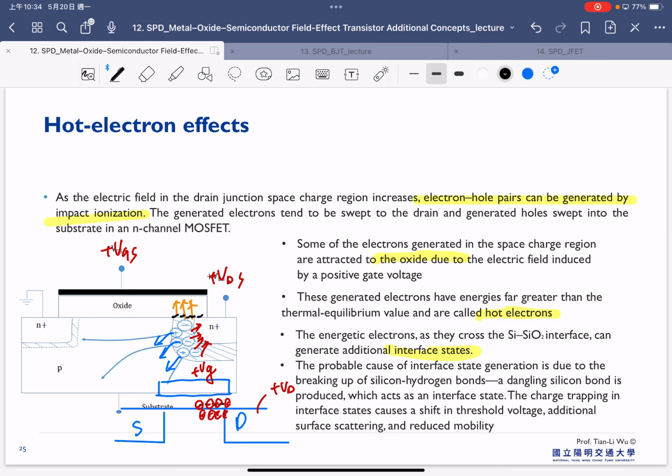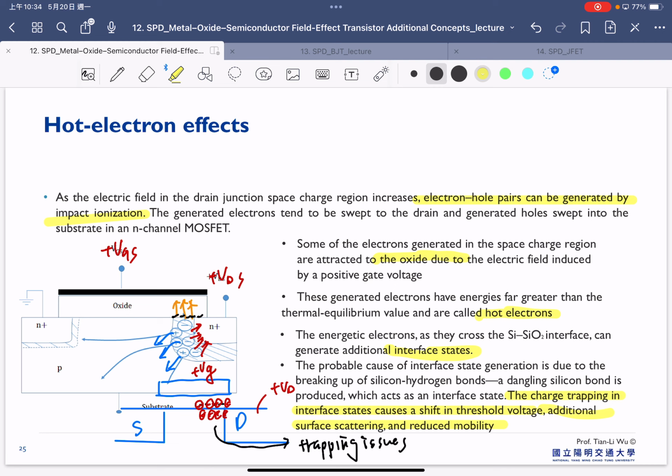So therefore, there is a trapping issue. And this trapping, the charge trapping in the interface, causes a shift in the threshold voltage, and in the end will cause additional surface scattering and also reduce mobility here. So that's the issue of the hot electron effect here.